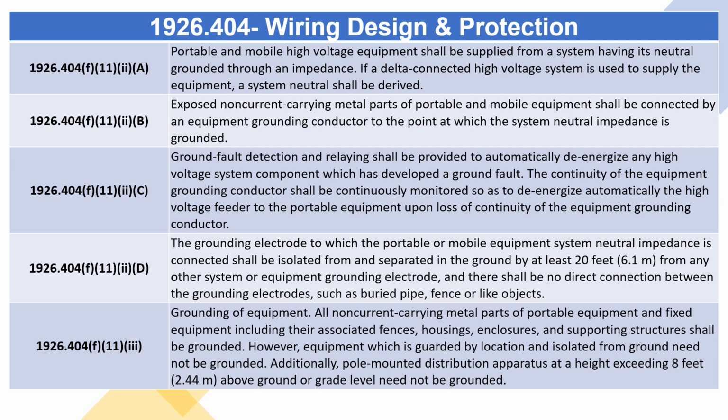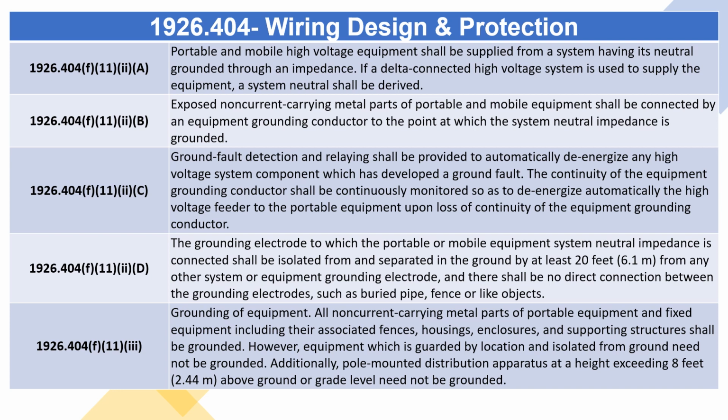1926.404 F11 2d. The grounding electrode to which the portable or mobile equipment system neutral impedance is connected shall be isolated from and separated in the ground by at least 20 feet (6.1 meters) from any other system or equipment grounding electrode, and there shall be no direct connection between the grounding electrodes, such as buried pipe, fence, or like objects.